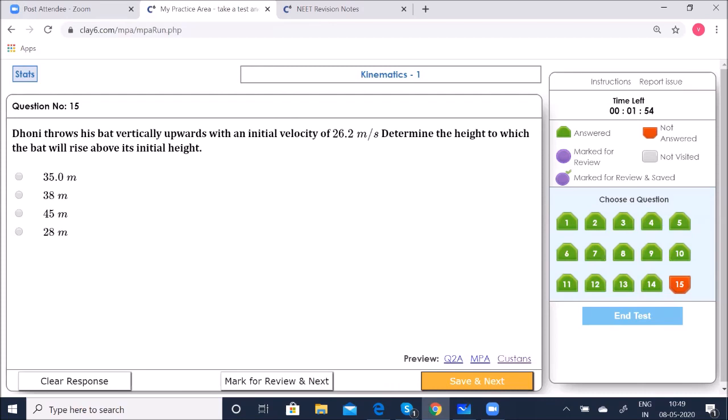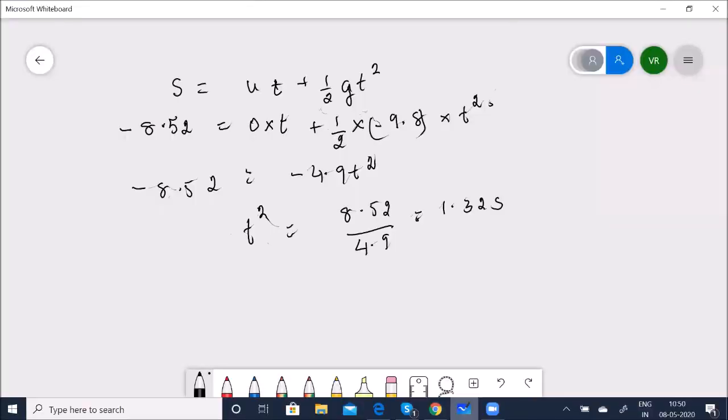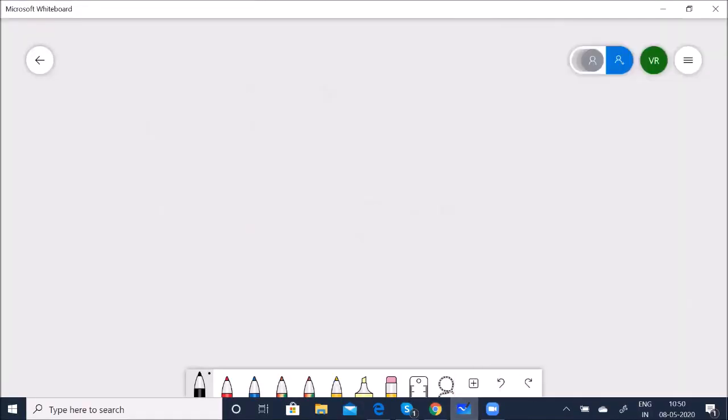Dhoni throws his bat vertically upwards with an initial velocity of 26.2 meters per second. Determine the height to which the bat will rise above its initial height. Okay, let's solve that. Here given U is, since he is throwing up, let us take it as plus 26.2 meters per second.